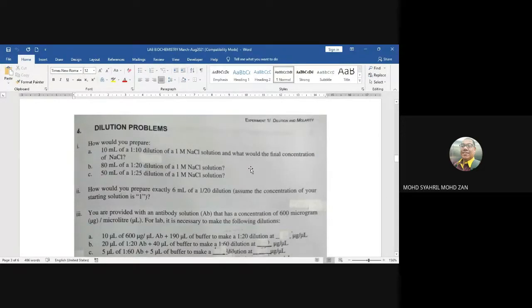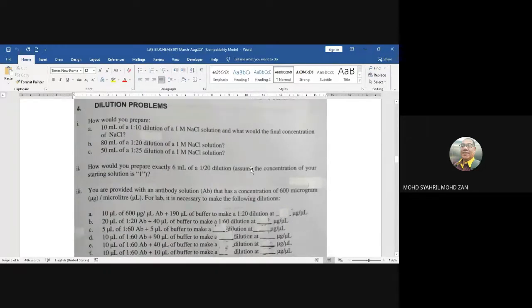Number 1 is a dilution problem. Number 4 is number 1. How would you prepare 10 ml of a 1/10 dilution of a 1 molar sodium chloride solution, and what would the final concentration of sodium chloride be? Then 80 ml of a 1:20 dilution of 1 molar sodium chloride solution. Then 50 ml of a 1:25 dilution of 1 molar sodium chloride solution.